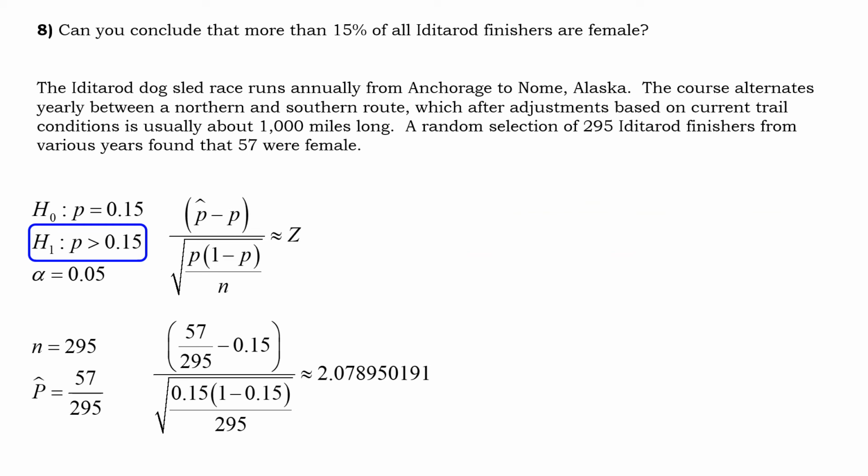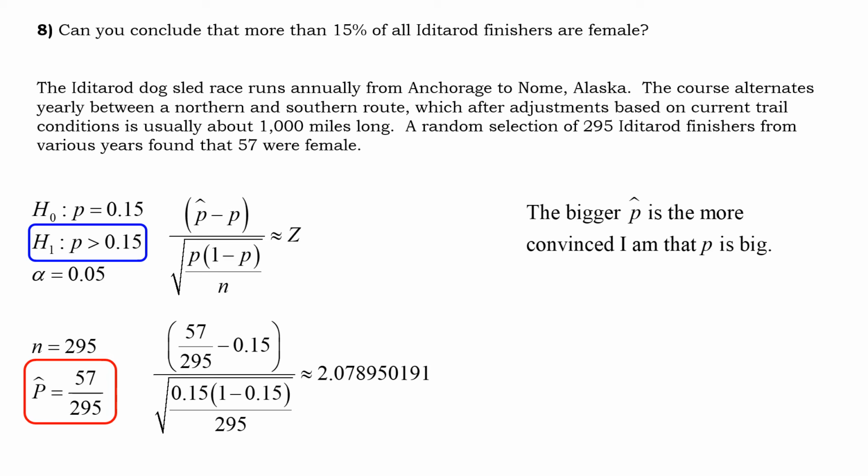More convincing data. What are we trying to be convinced of? That P is greater than 0.15, that the percentage of female finishers is higher than 15%. So when we look at our sample, P hat needs to be more than 0.15. And the bigger P hat is, the more convinced I am that P is big. So the higher the proportion of finishers that I see are female in the sample, the more convinced I am that there's a higher percentage of female finishers in the population of all finishers. So one more time, ultimately, more convincing data in this particular situation is a big value for P hat.